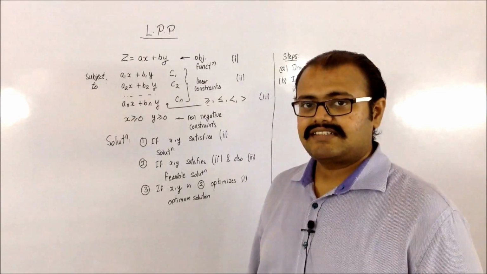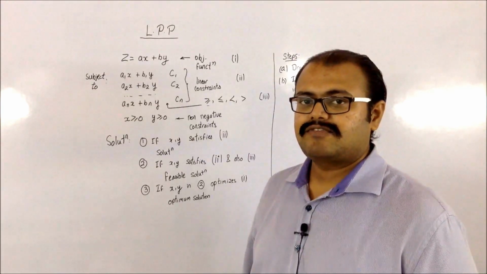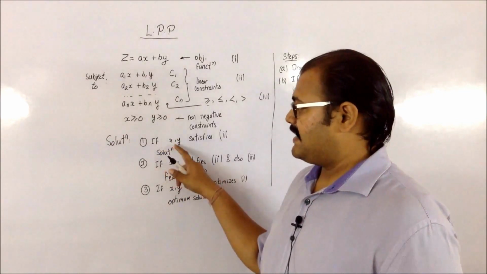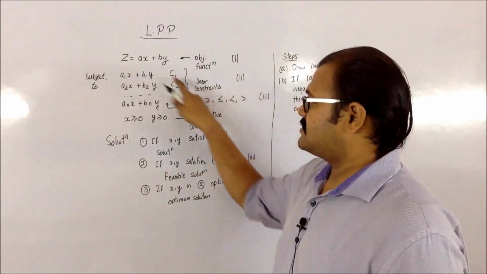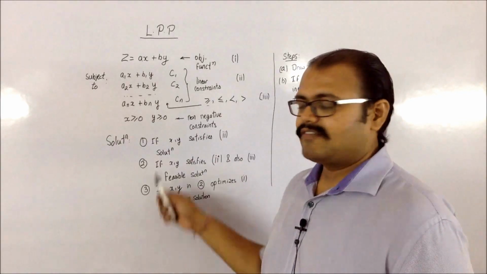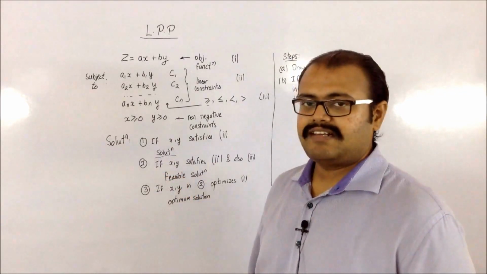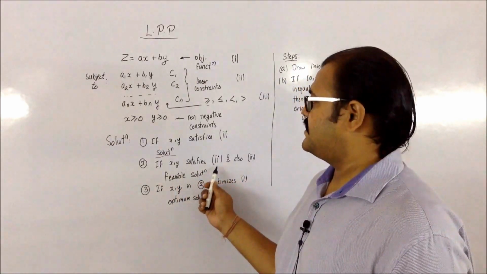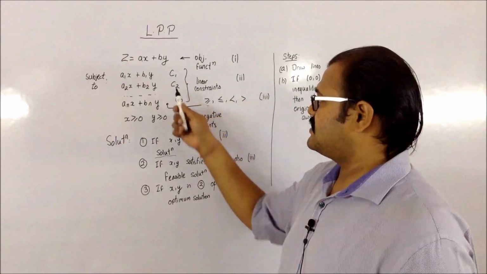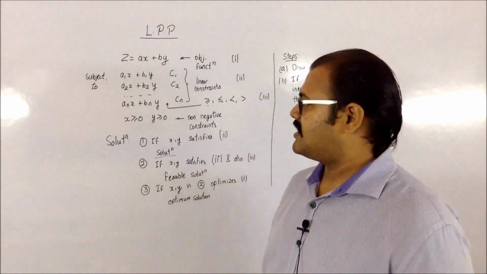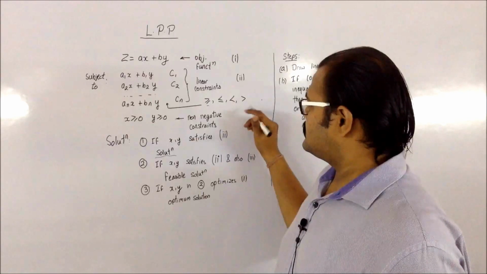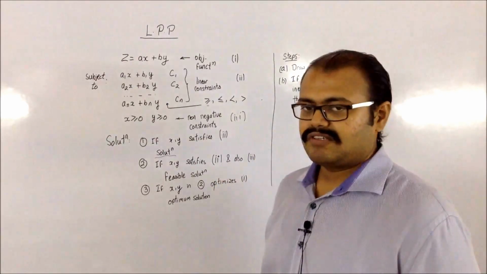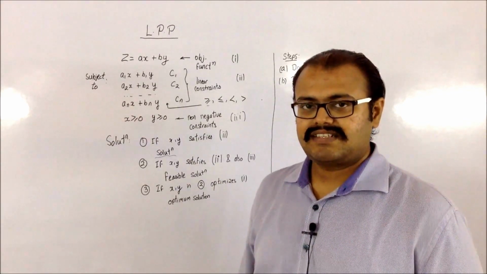Next we have to understand the solution which I will be getting from the LPP if it exists. The first thing is, if my x and y are satisfying the second one, that is the linear constraints, then it will be said to be a solution of the LPP. The second one, if x and y satisfy the second and the third, that is the linear constraints and the non-negative constraint, if it is satisfying both of them, then it is called a feasible solution.